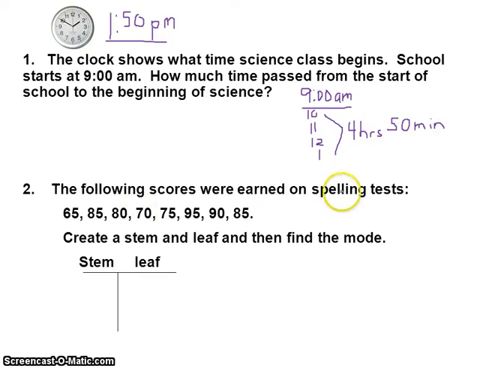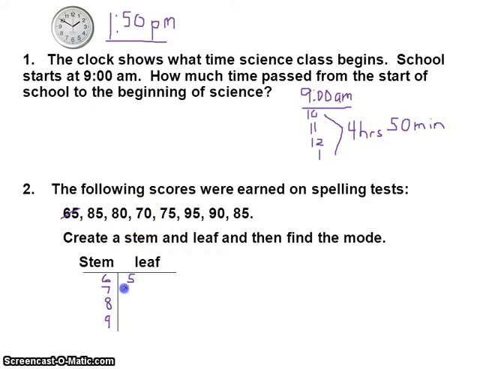The following scores were earned on spelling tests. Create a stem and leaf and then find the mode. I look to, first of all, determine what my stems are. Those are the numbers in the tens place. And I see 6, 7, 8, and 9. So I'm going to put a 6, 7, 8, and 9. And then I'm going to put my ones numbers here. So I've got a 65. I'll put a 5 here.